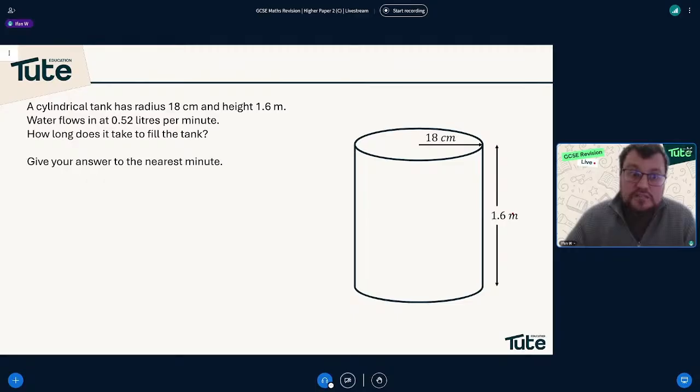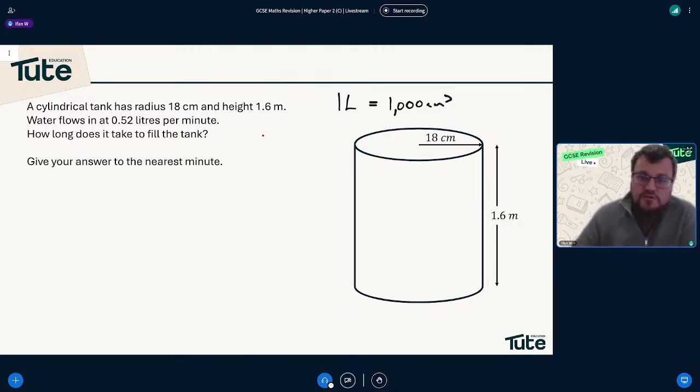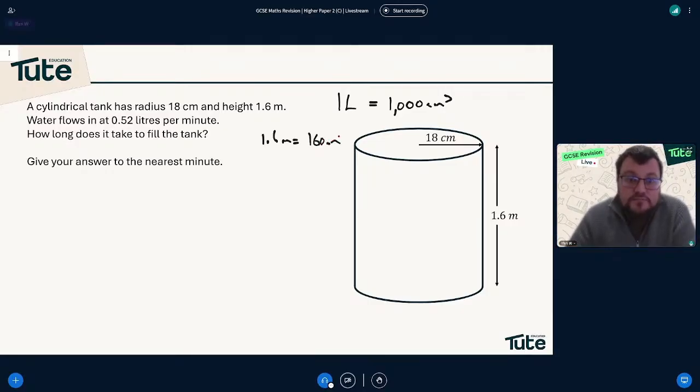Okay, we're dealing with liters. What do I know? Well, I know that 1 liter is equal to 1,000 centimeters cubed. Okay. That means that I'm going to change this to centimeters. So the first thing I'm going to do is 1.6 meters is equal to 160 centimeters. How long does it take the tank to fill? So I need to know the size of the tank. That gives me volume.